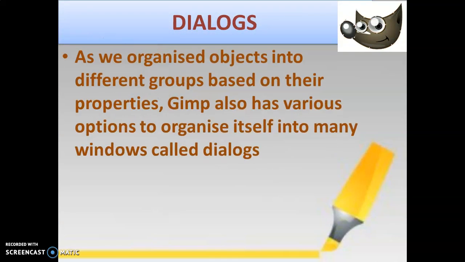So as we organized objects into different groups based on their properties, GIMP also has various options to organize itself into menu windows called dialogues. What it is, we are going to see in the next video.